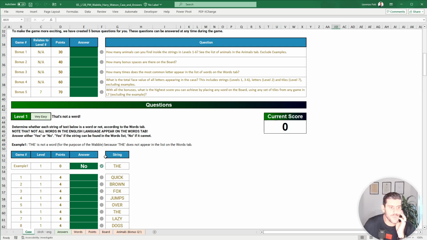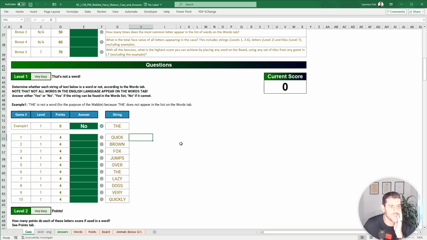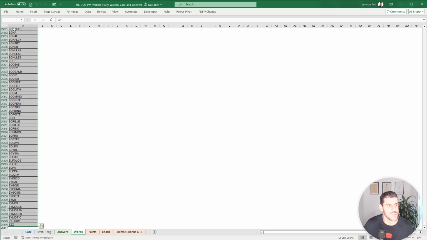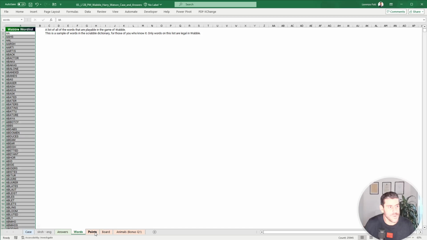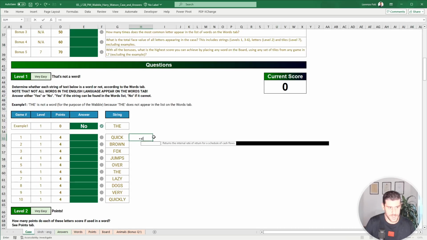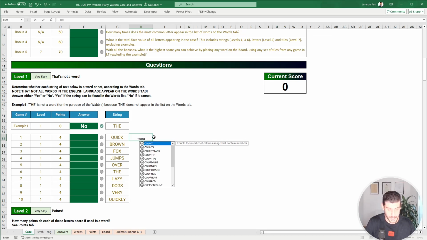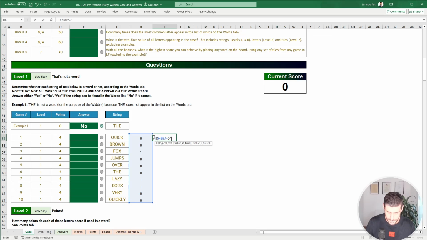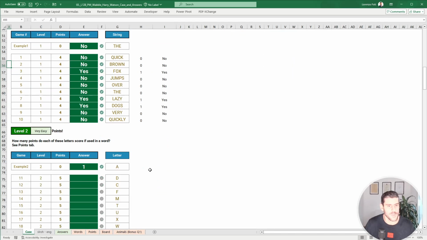First of all, level 1 asks you to verify whether the given word is a valid word or not. So it needs to appear in this list to be considered a valid word. I call these words, and then I say XLOOKUP, maybe also COUNTIFS, words, this. And then if this equals 0, then no, otherwise yes. Okay, so this was quite easy.